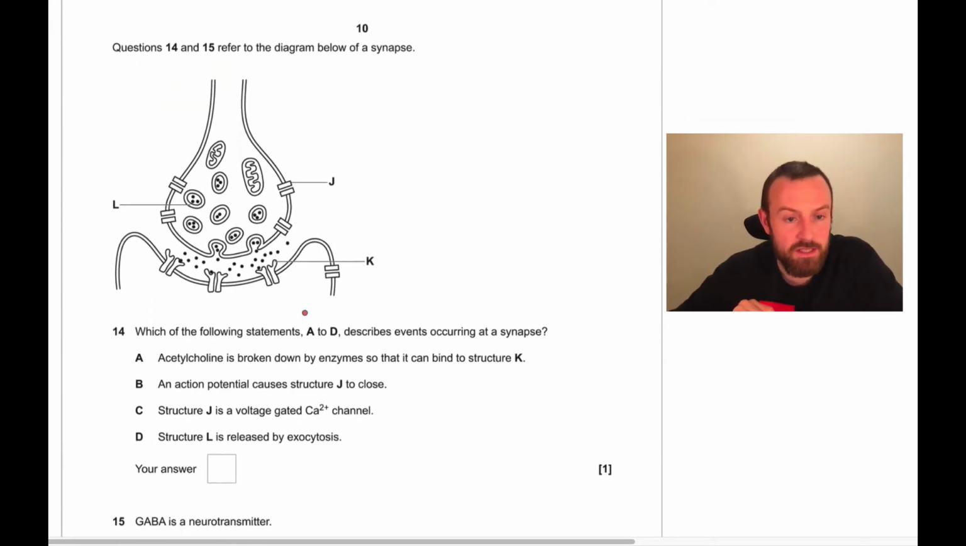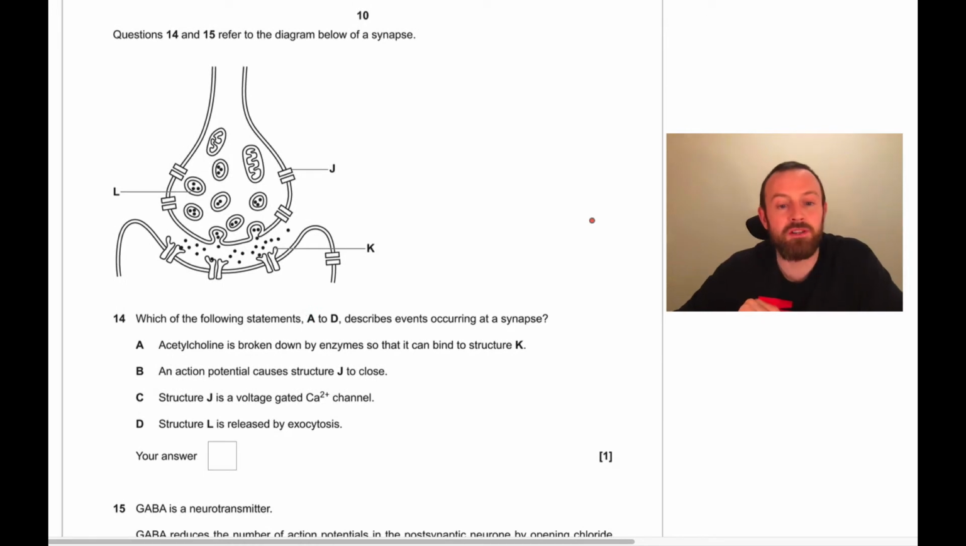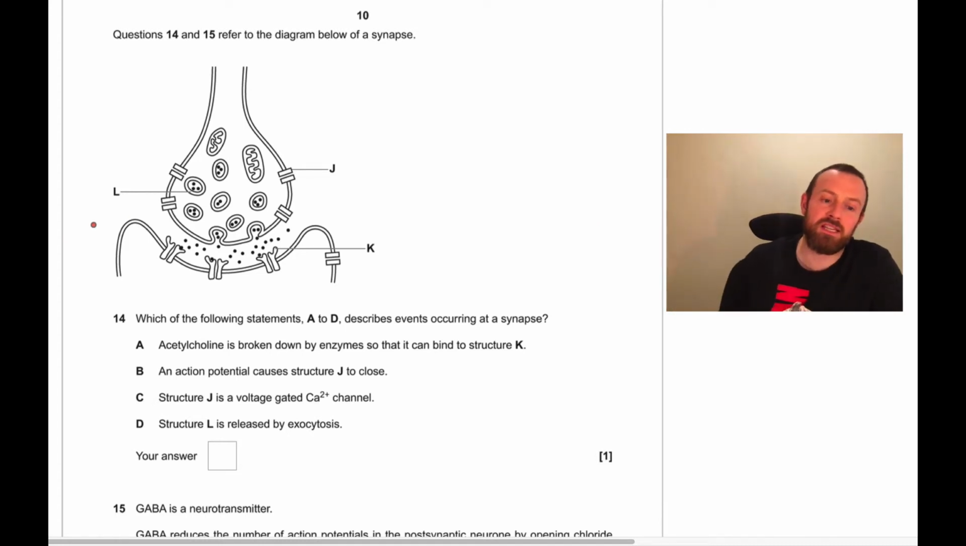Ooh, synapses. Which of the following statements, A to D, describes events occurring at a synapse? Okay. Acetylcholine is broken down by enzymes so that it can bind to structure K. There's a wrong and a right in there. This is classic stuff. It's false, even though this is true. Yeah, it is broken down by enzymes, but not so that it can bind to structure K. It's broken down by enzymes so that it can unbind from structure K.